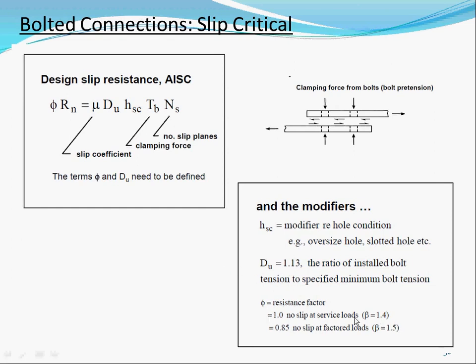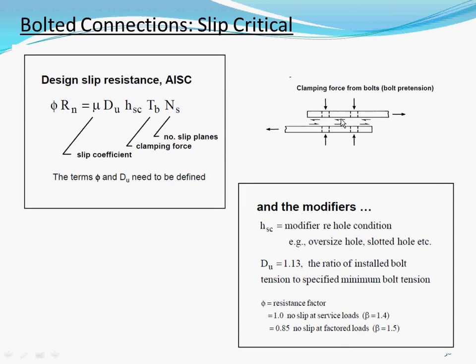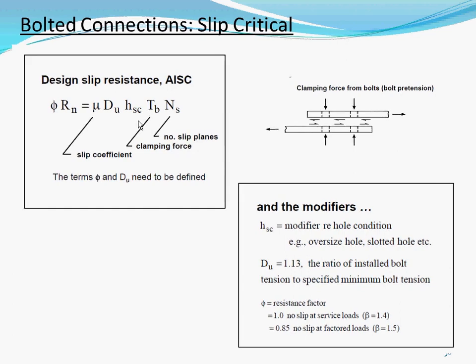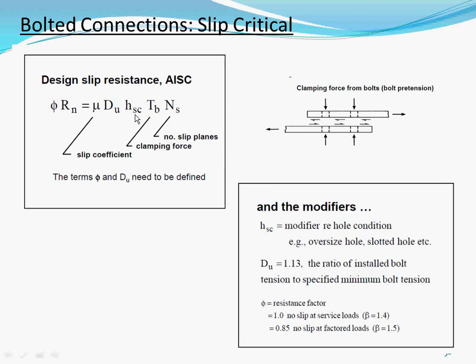Okay, phi is for when you have no slip at a service load or effective load. So that's what phi is. But the h_f, T_b, and n_s we'll talk about. n_s is the number of slip planes. T_b is the clamping force, basically how much tension force you're clamping it down to when you're relying on friction. h_sc is another modification. Again, these are based on whether your hole is standard size, oversized, or slotted. They give you a number in the code.